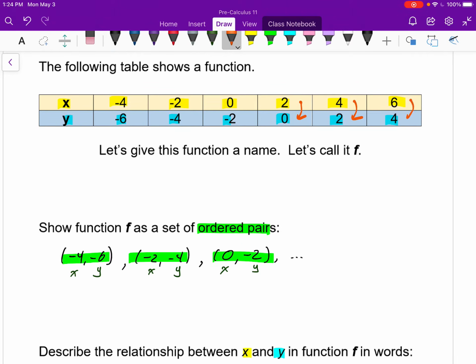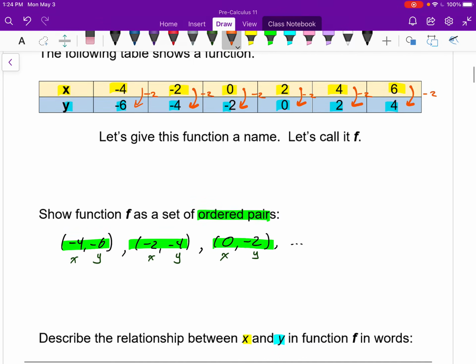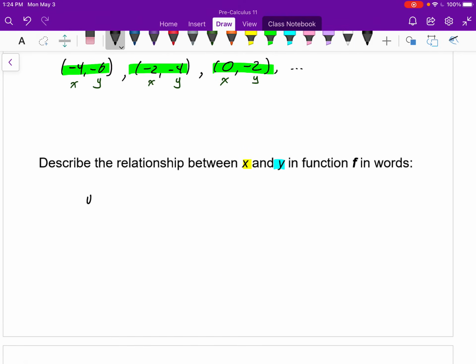And if I look down every time, hopefully you can see that every single time I put a number in for x, the y is 2 less. That's the relationship we want to see. From x to y is always 2 less than x. So I can write that in words, and I can literally say y is 2 less than x. That's the relationship, or that's the function described in words.